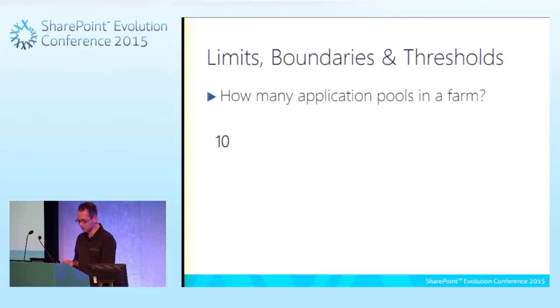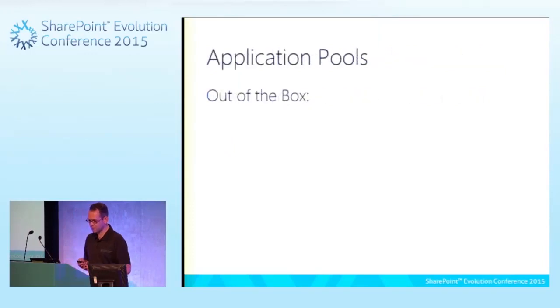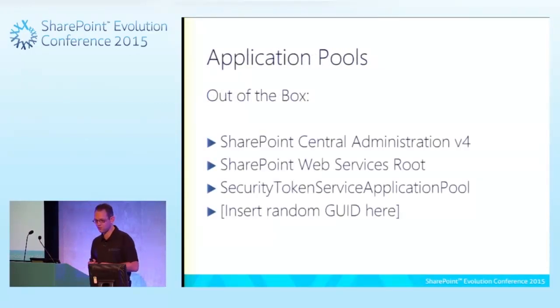Okay, so 10 application pools in a farm. But the problem is that out of the box, when you install SharePoint, you already have 4. Central administration uses one. And, well, the SharePoint Web Services root is a special one. It's not really used. And now we've got the security token service application pool and the one with the GUID.